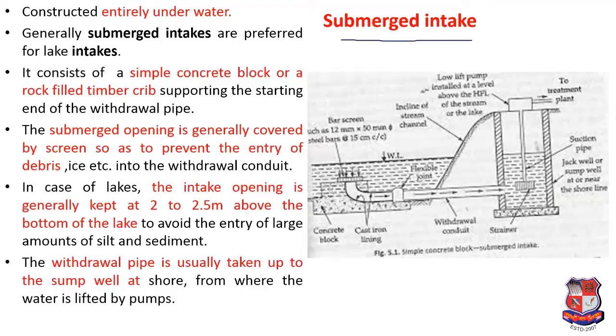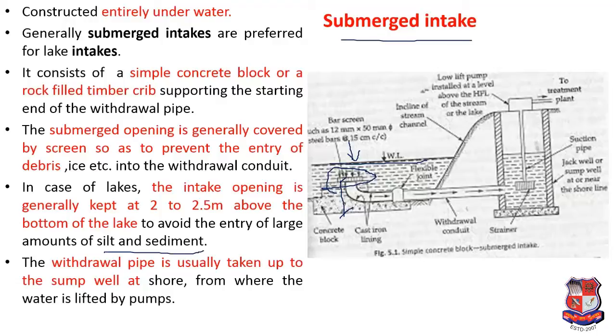So first is submerged intake. As the name suggests, it is totally underwater. So here in this figure you can see this is the water level, and this type of submerged intake is widely used for the lake intake structure. Here below this water level, these screens are provided, just to avoid the entry of the large floating impurities in the water. And also this entry is provided from the base at a distance of 2 to 2.5 meter, with the same purpose, to avoid the entry of a large amount of silt and sediment.